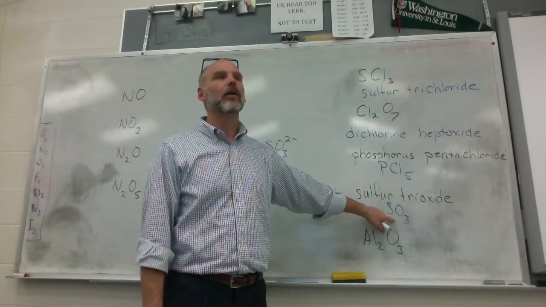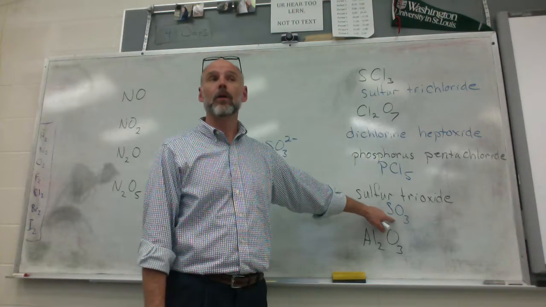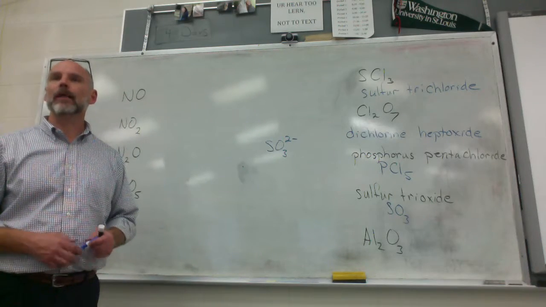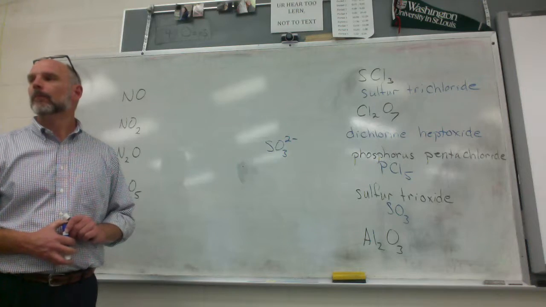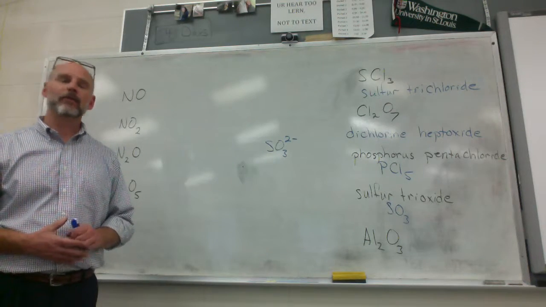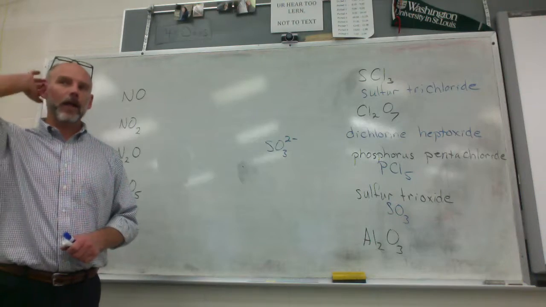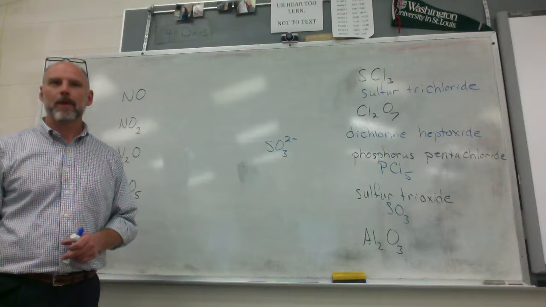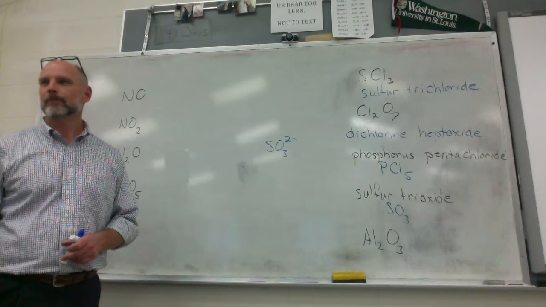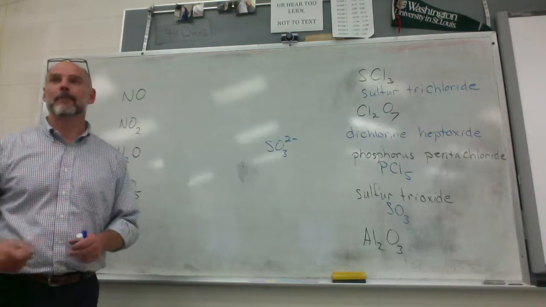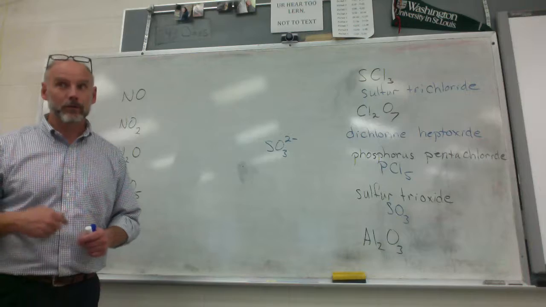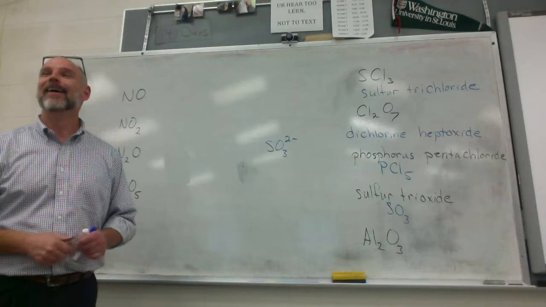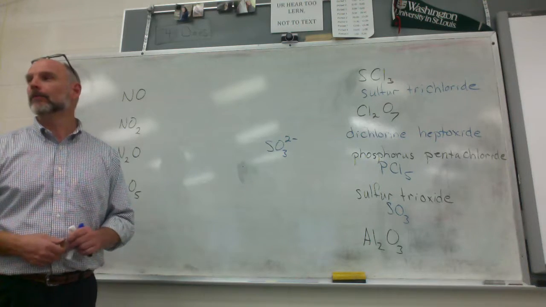I thought everything had a charge. No. And then lastly, Al2O3. Morgan? Very good, Morgan. Say it a little bit louder. Aluminum oxide. Morgan, why? Aluminum's a metal. That's an ionic compound.